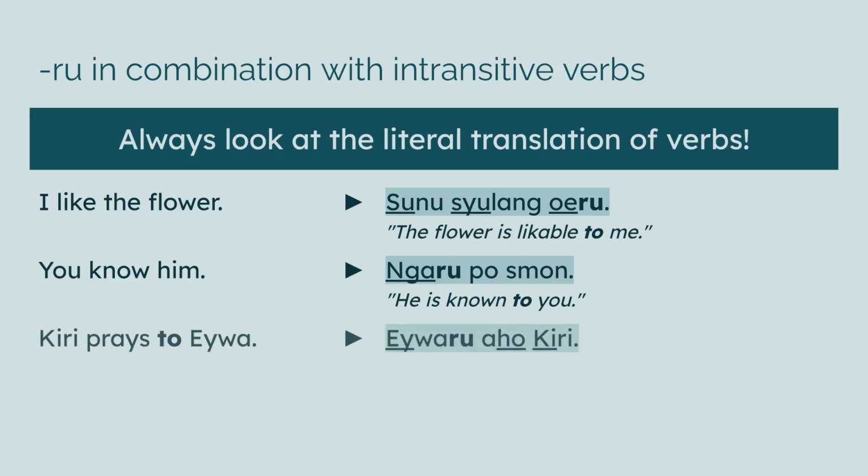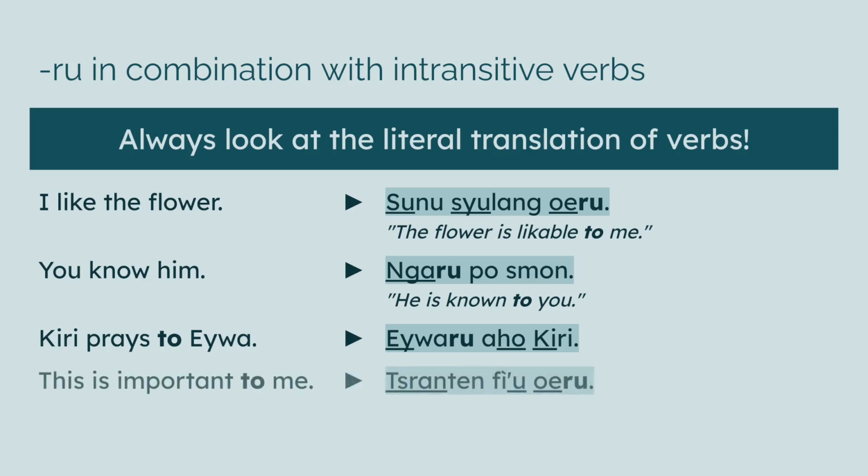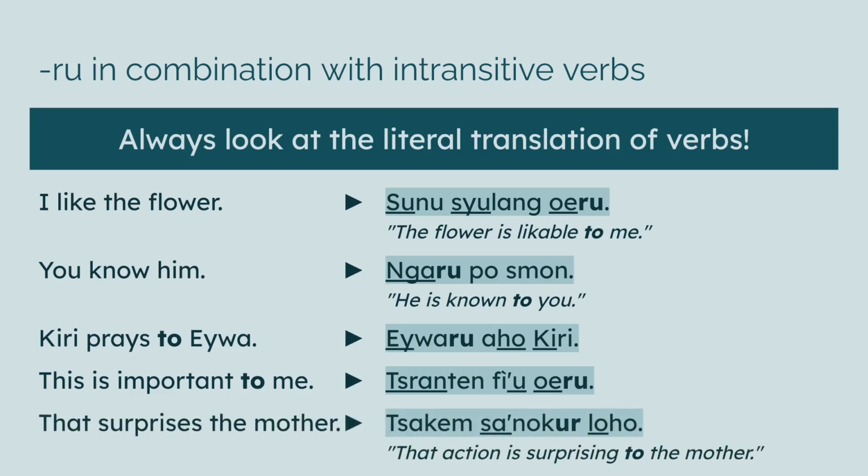The next sentence isn't really a problem. Kiri prays to Ewa. Ewa ru aho kiri. The next one, same. This is important to me. Tsranten fe u weru. So there we again have very clearly this is the subject because this is important. So fe u is the subject, doesn't get the case ending. Then to whom is it important? To me. So weru. And then lastly, we get that surprises the mother.